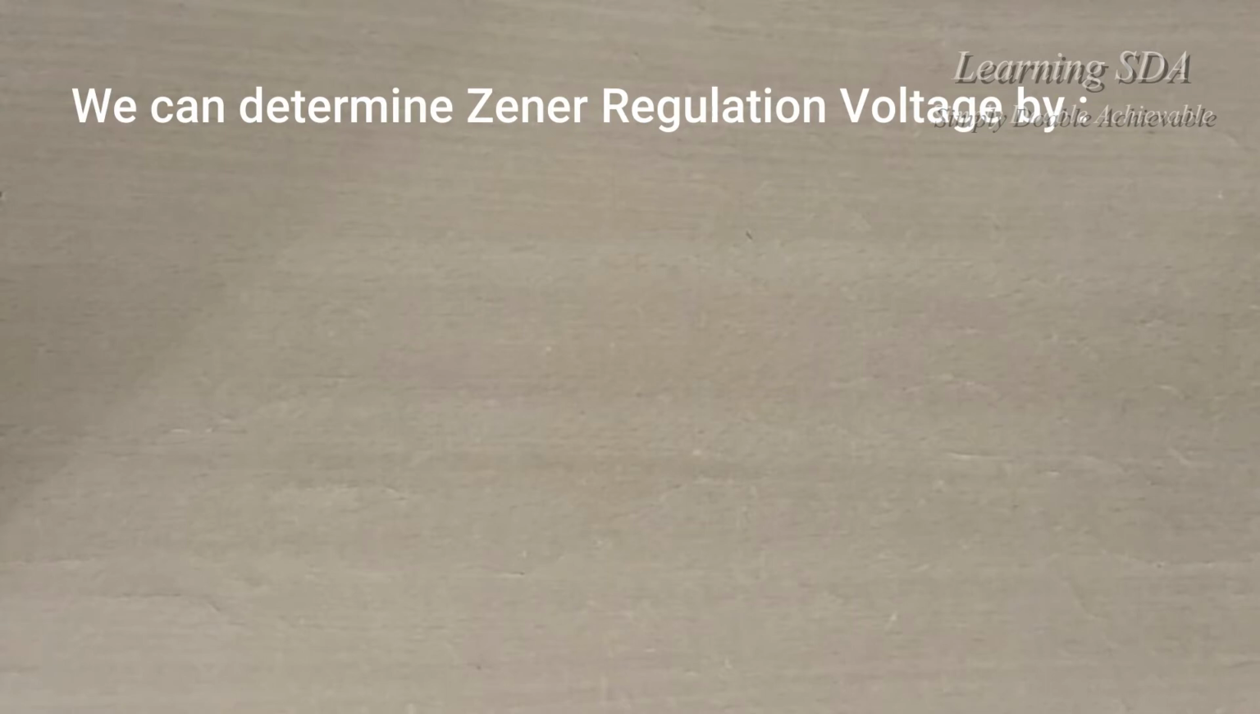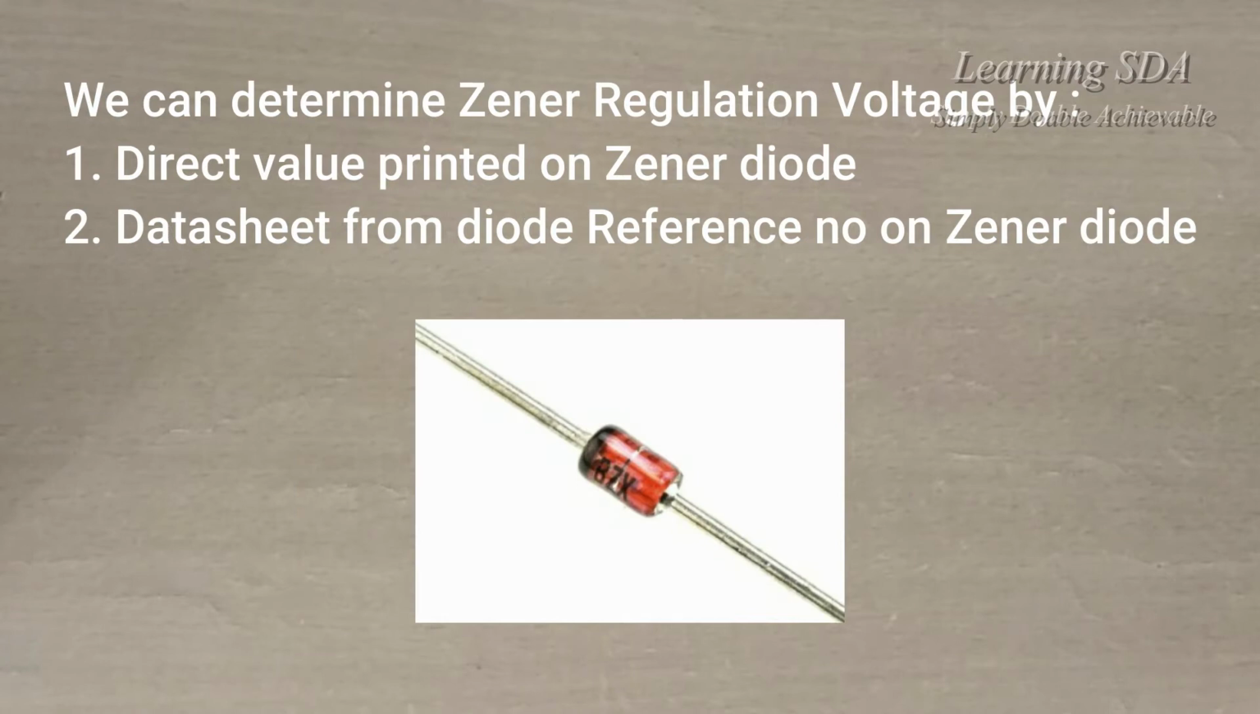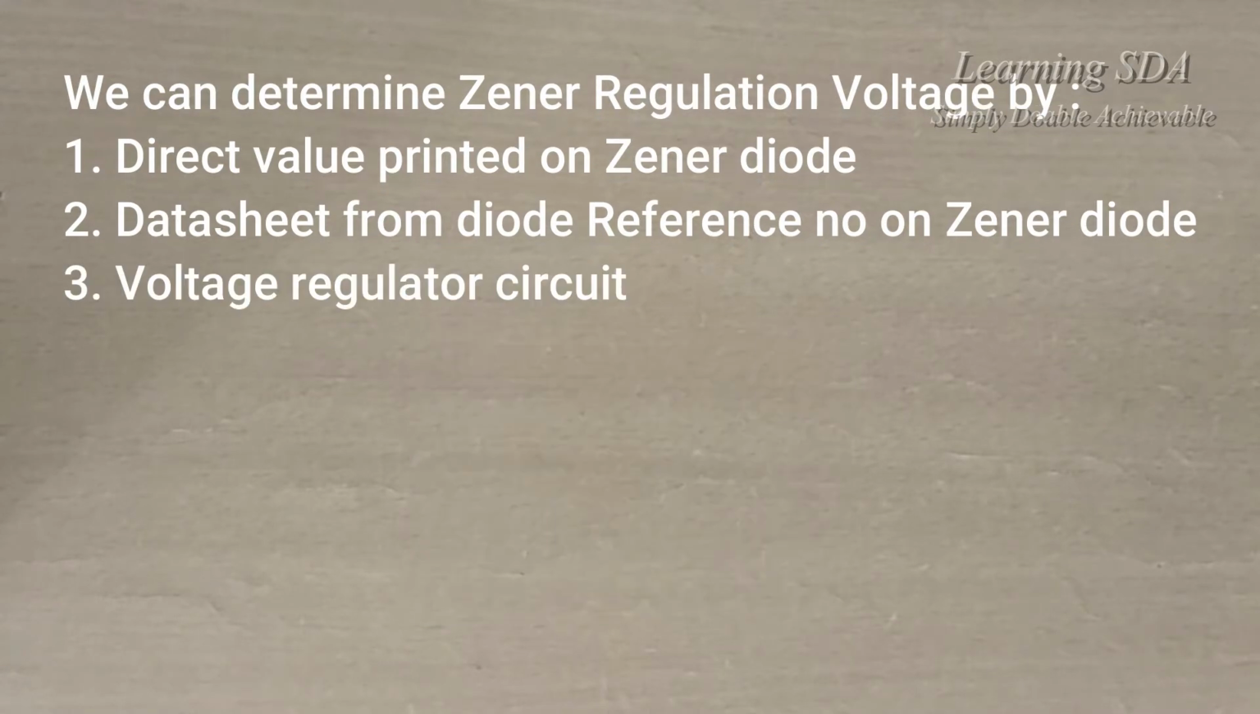We can find Zener regulation voltage in three ways. First one is by looking at the value directly printed on its body. Second one is by taking the diode reference number printed on its body and searching the datasheet. And third one is by the use of a voltage regulator circuit. So let us see the circuit.